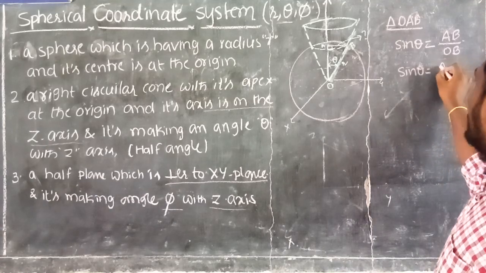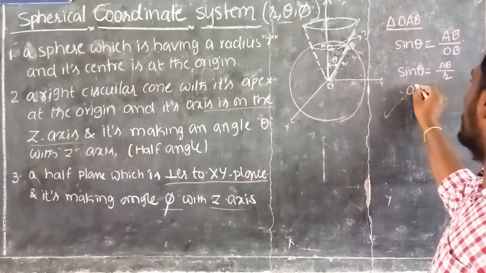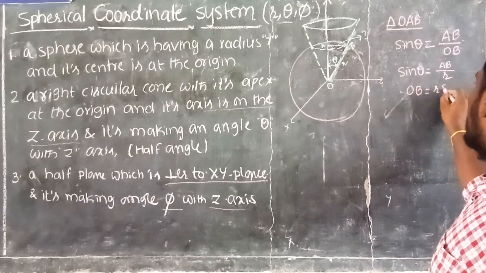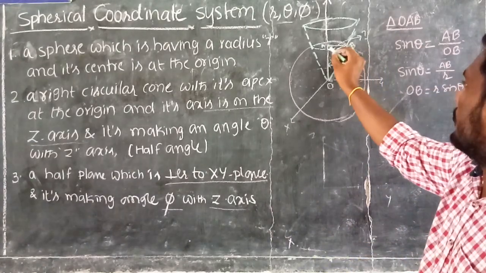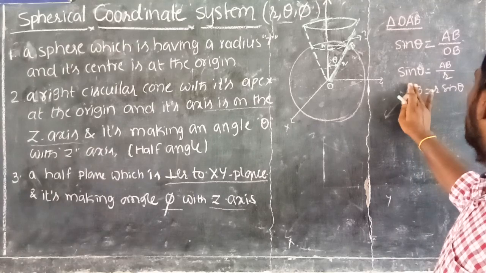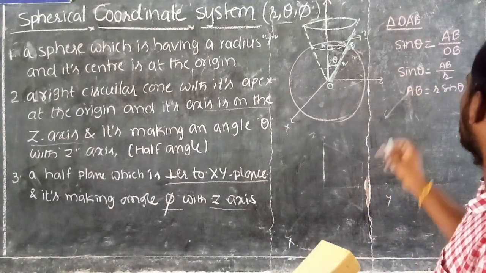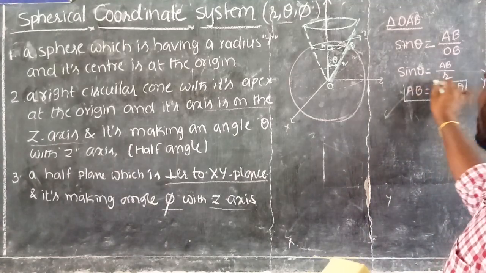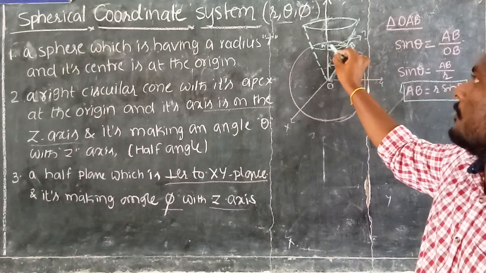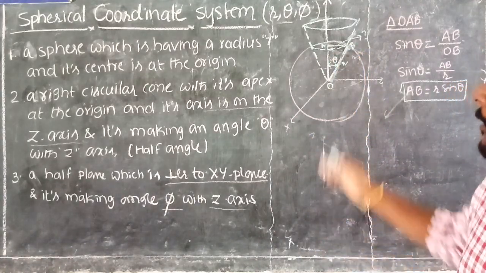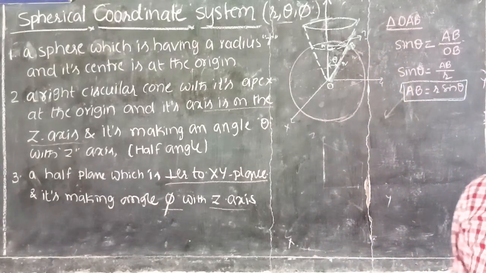Now, sin theta is equal to AB over OB. AB we don't know; we have to find that value. OB is R. So the distance of AB is R sin theta. That means if we insert a cone into the sphere, the common portion formed is a circle, and the radius of the circle is R sin theta.